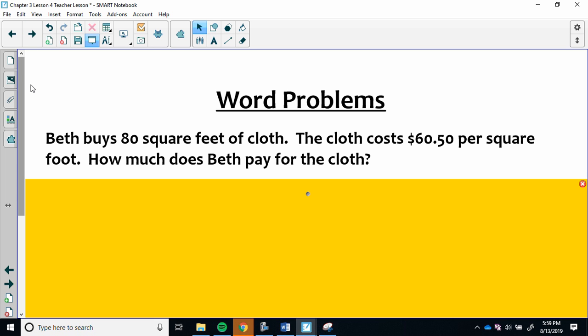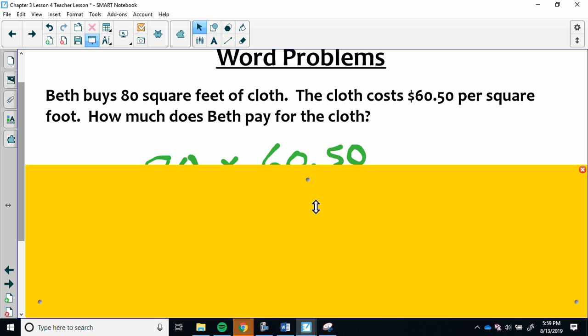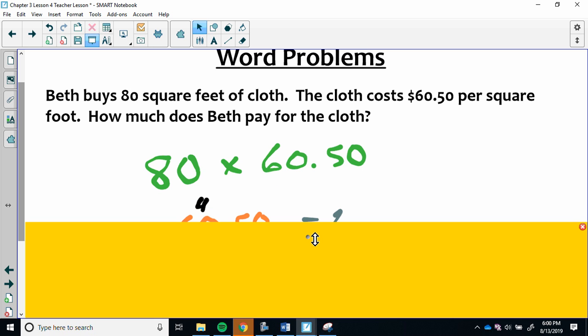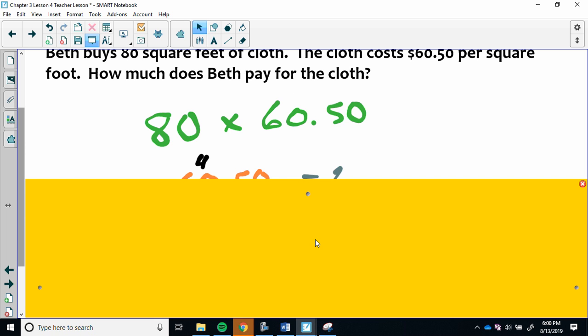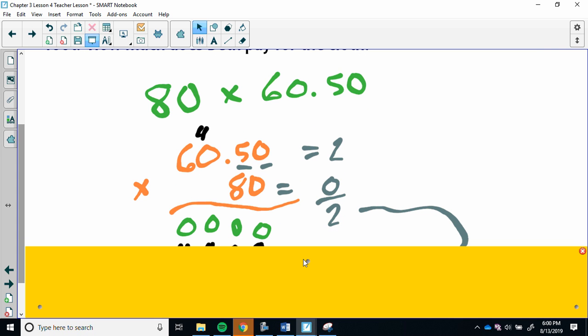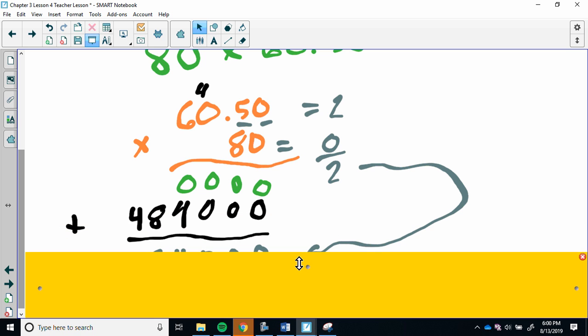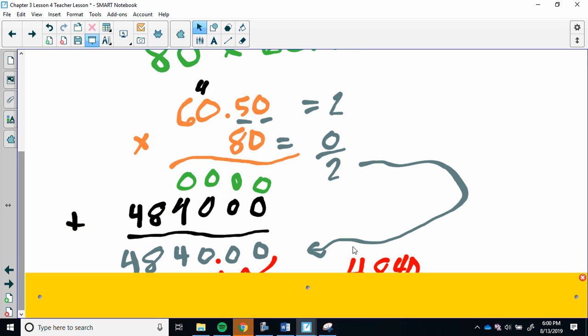Best buys 80 square feet of cloth. The cloth costs $60.50 per square foot. How much does Best pay for the cloth? Now, basically what you're doing is you're taking these two numbers and you're multiplying them together. Like I told you in a previous lesson, though, you are going to have to be able to multiply this without using a calculator. So when we do that, we go through all the steps of multiplying.